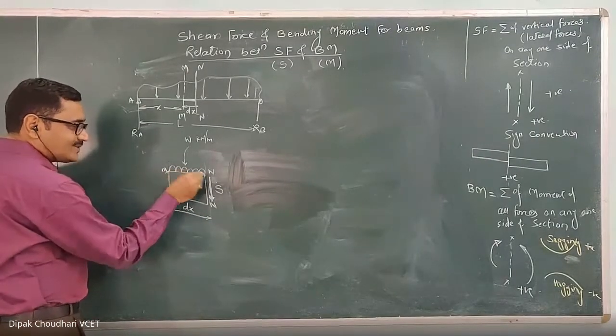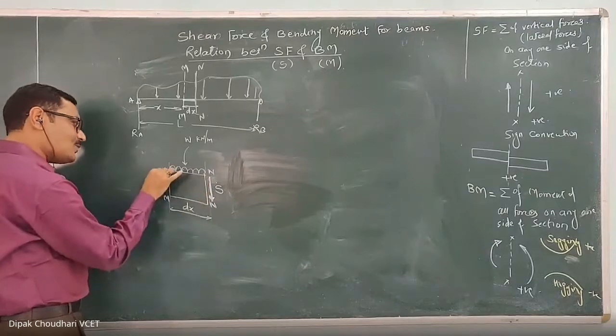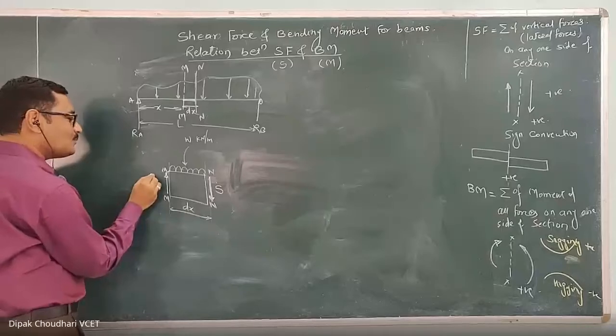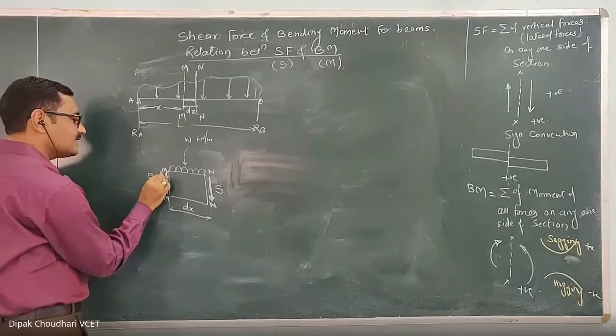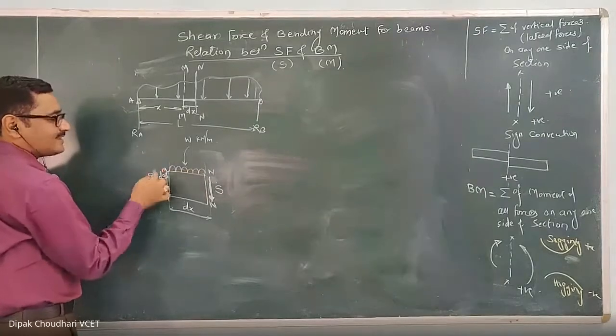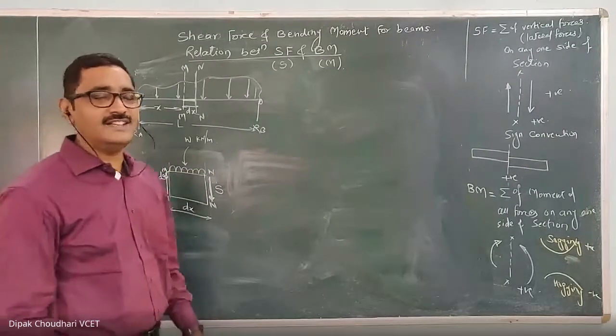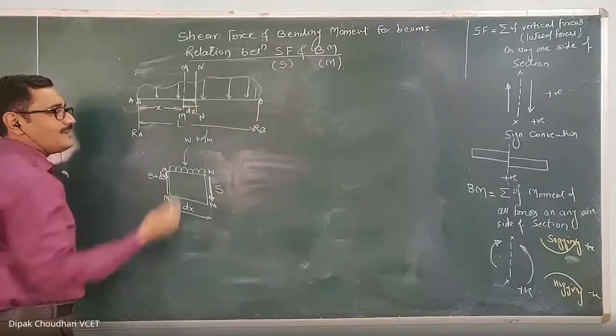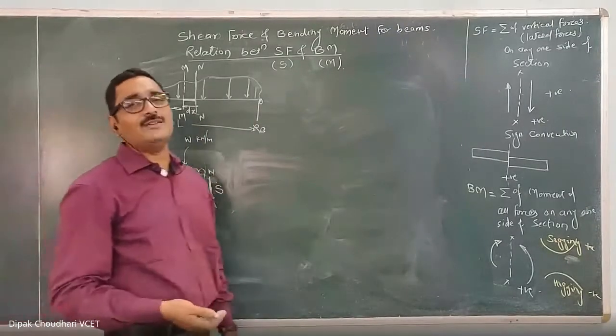Now, this load is also downward, this load is also downward. So, shear force at this section will be upward. How much is this shear force? Let it be S plus dS. To balance this S and this UDL, let it be dS here. So there is an increment in the shear force, S plus dS, because the shear force varies. Here that only diagram we have to plot.